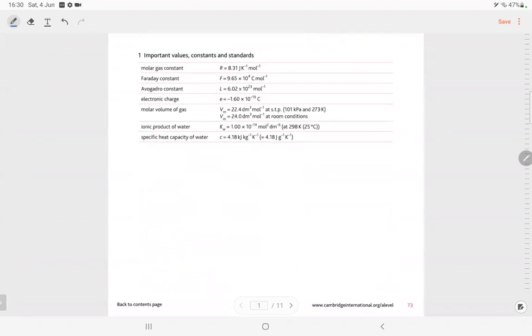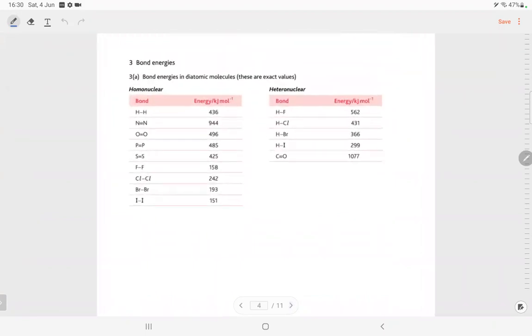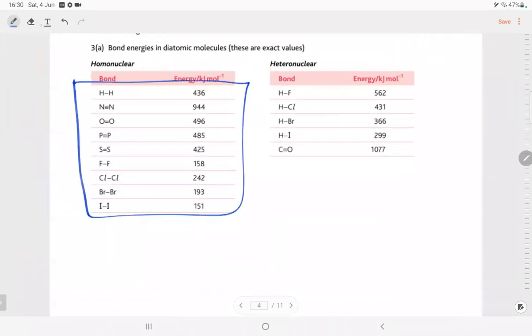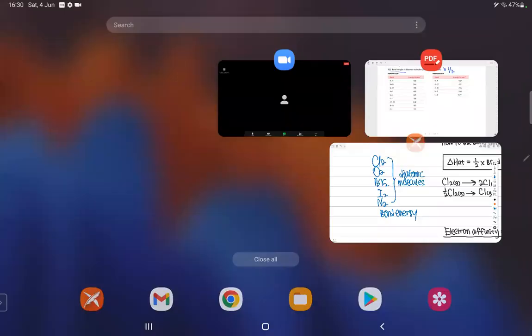They will give you something like this. This is the data booklet. You can see here, these are the bond energies that we will use. So take the bond energy, multiplied by half, then you will be able to get the enthalpy of atomization, as simple as that. So what's the logic?